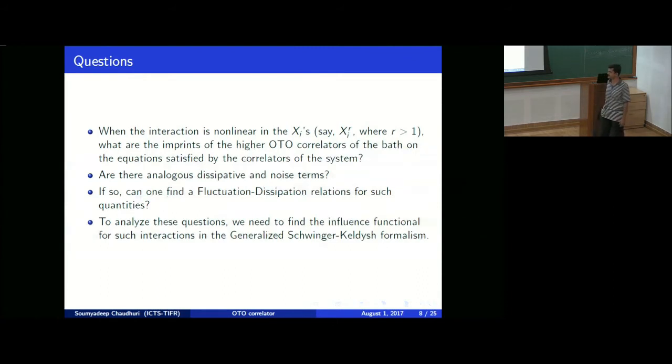What would happen if you had a coupling with xi dot? Would it be similar? Yeah, then you probably, yeah, I don't have an answer offhand, but to get fluctuation dissipation, yeah, maybe. Right.